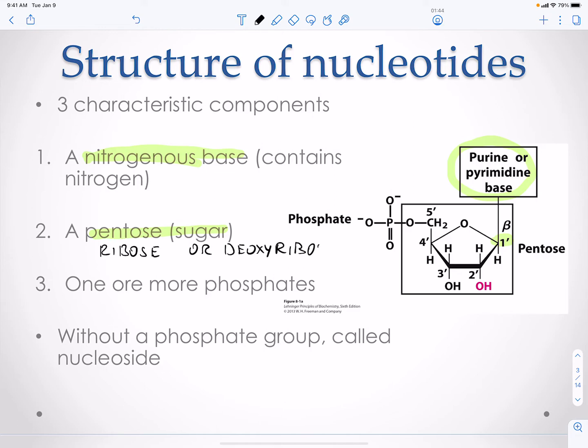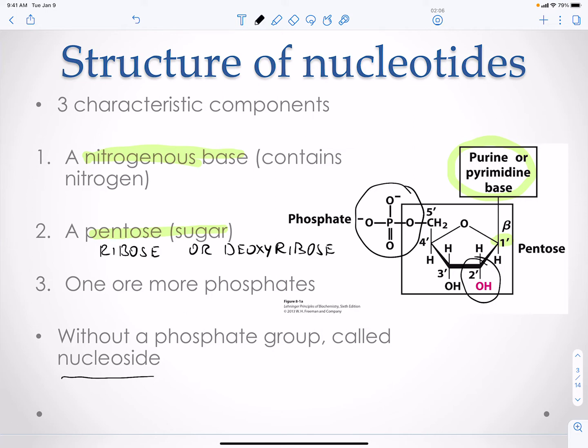And of course, this all is going to be a part of this carbon number 2. And then you're going to have phosphates attached to that carbon number 5. Without a phosphate, this structure here is called a nucleoside.